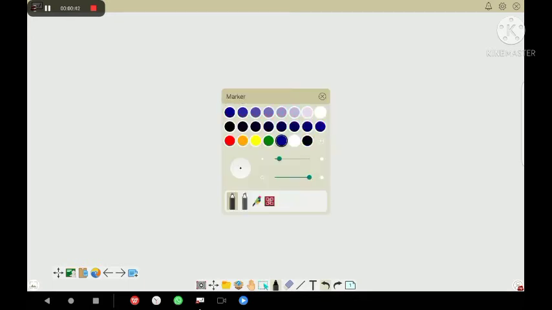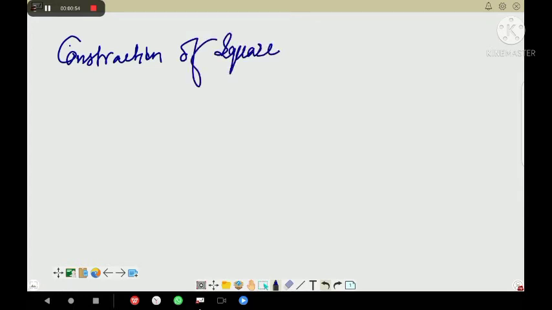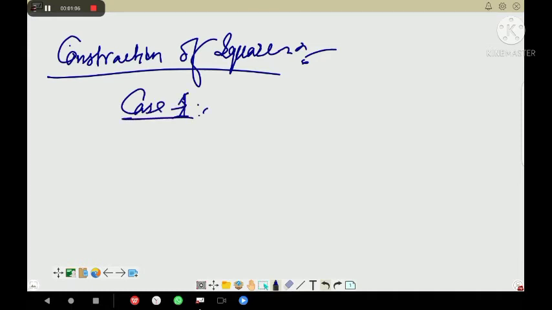Next is construction of square. Okay. So here also there are two cases. Case one, one side is given.